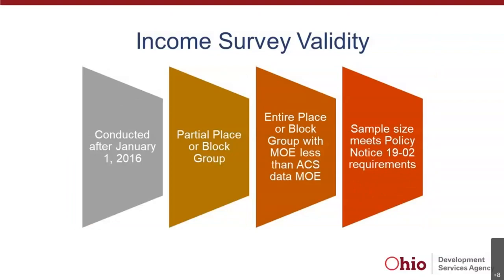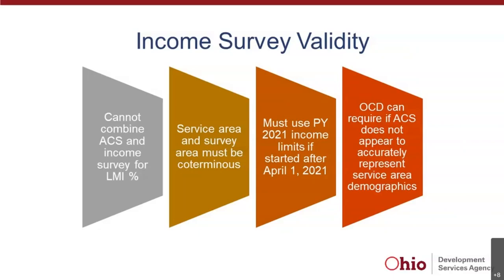Margin of error comparisons between the American Community Survey data and an income survey only pertain to entire places. Surveys for partial places or block groups are not subject to the margin of error calculation or comparison. And surveys with responses exceeding the valid sample size can potentially be adjusted to correct the sample size. A new survey is required if the number of responses cannot be adjusted. We can show you how to do this. So if you have a survey with more responses than the sample size, please contact us for assistance. Communities are not permitted to combine a survey and ACS data to qualify a service area.